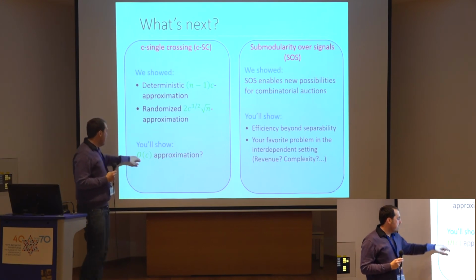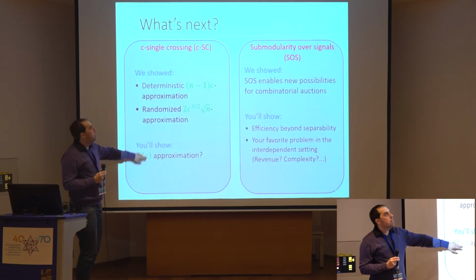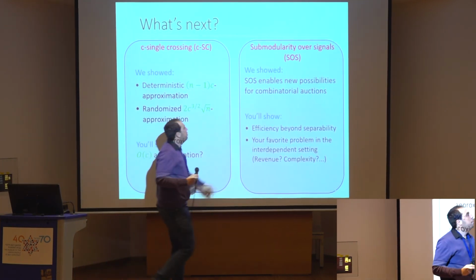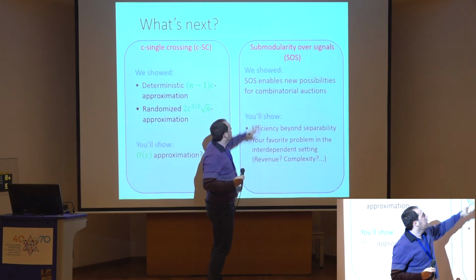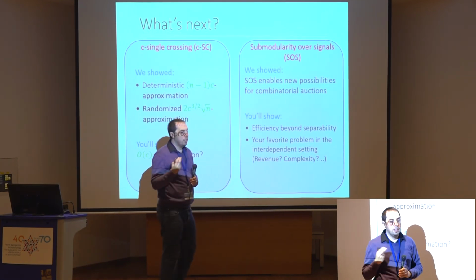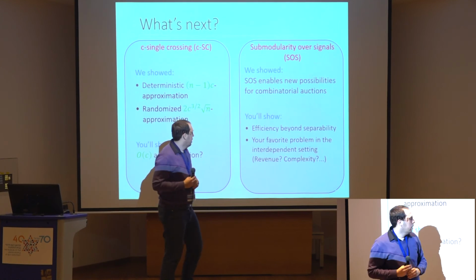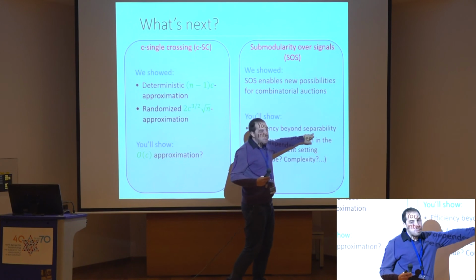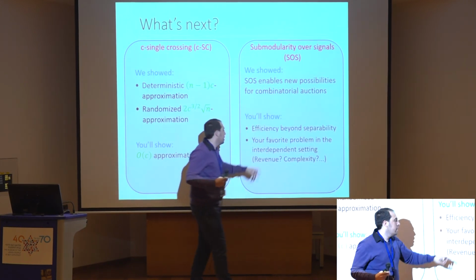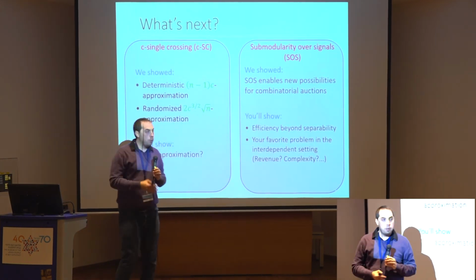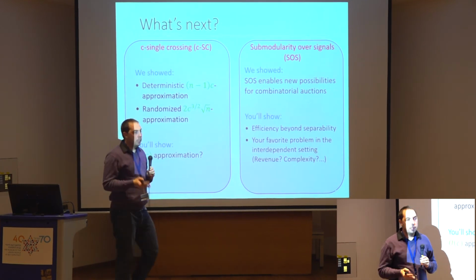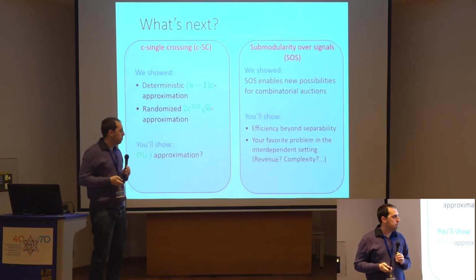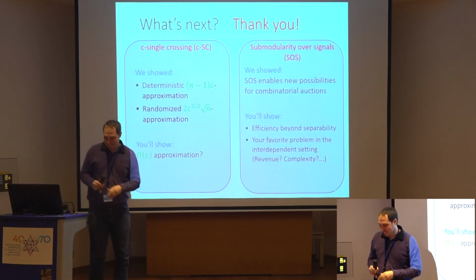Nice open questions I talked about already: can you get an order of C in general for the single crossing condition? And for submodularity, we showed that we can get a nice welfare approximation even for combinatorial auctions. So one thing you can do is try to remove the separability assumption. Another nice thing is to ask questions about revenue or complexity that we already answered for the private value model. So these are all, I think, interesting directions. Okay. So thank you.